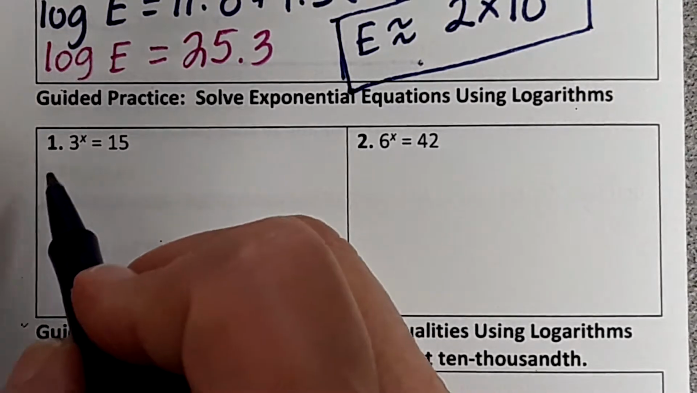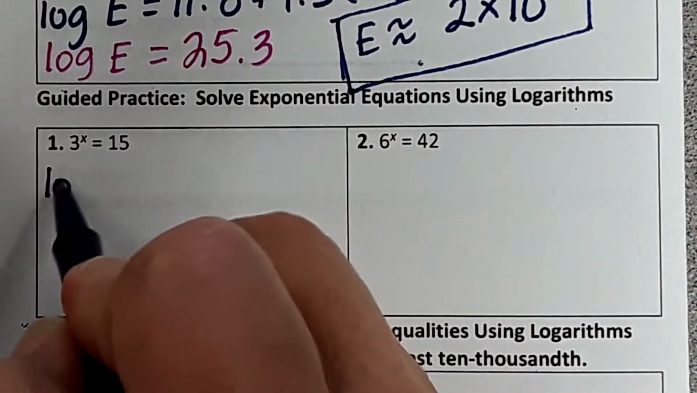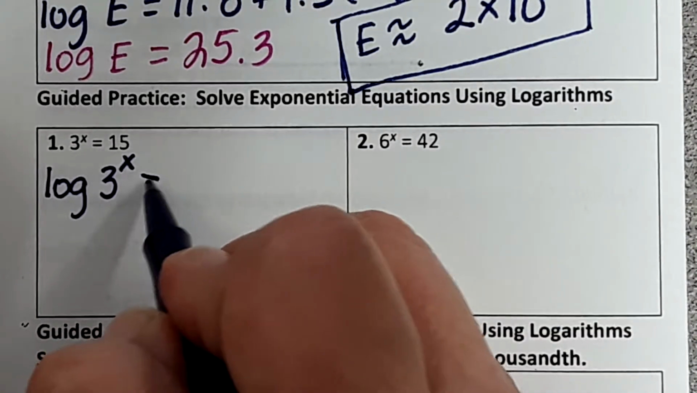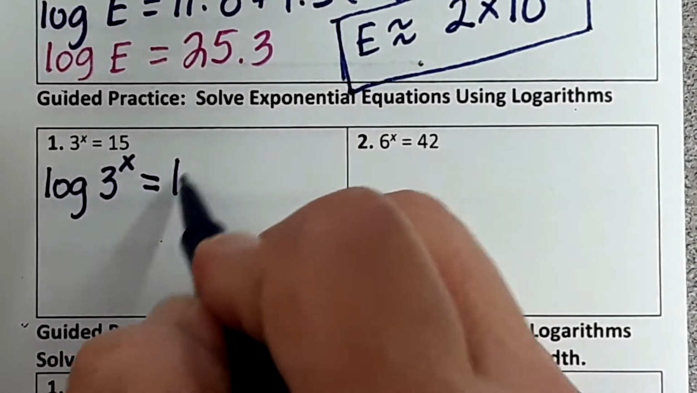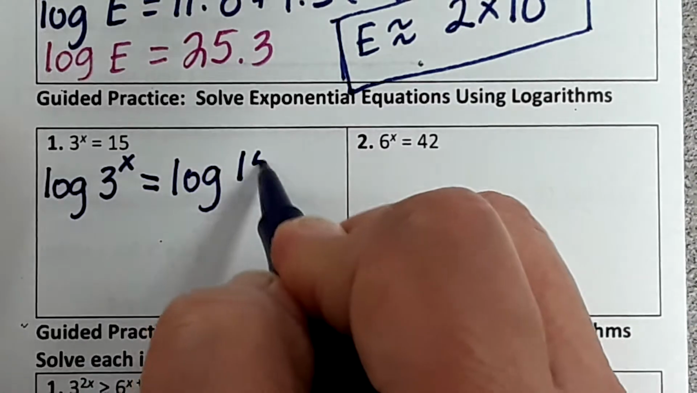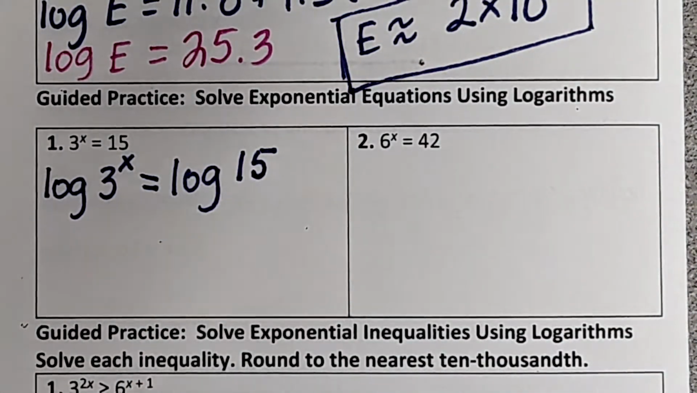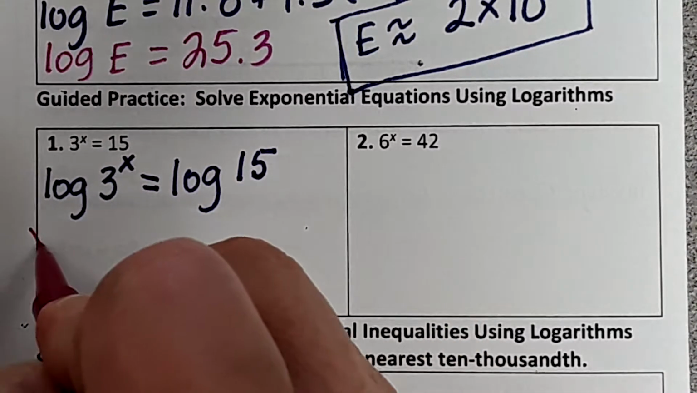So we're going to take the log of both sides. I'm going to take log of 3 to the x power, and set it equal to the log of 15. Now, the other day we learned about when there's a variable as an exponent, where does it really go? It's not supposed to stay as an exponent. It goes in front of the log.